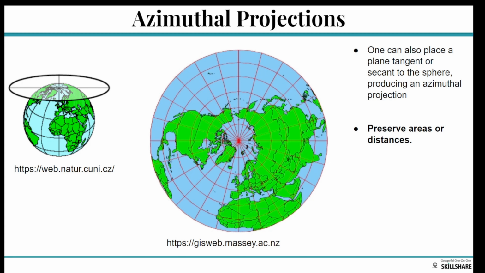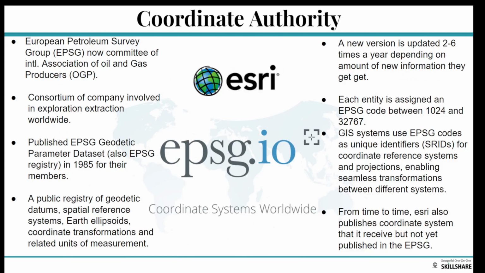Okay, so we've talked about geographic coordinate system as well, and we've spoken about how geographic coordinate systems are created and how they are developed. And we are going to put them together at the end of this class. But before then, I want us to talk about coordinate authority, or coordinate system authority. You might see this in some of the software, especially in Esri.